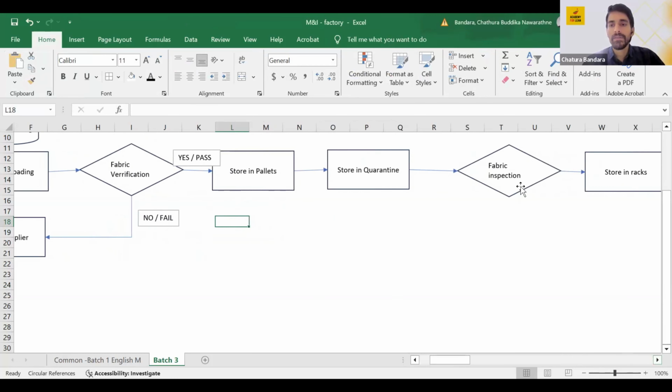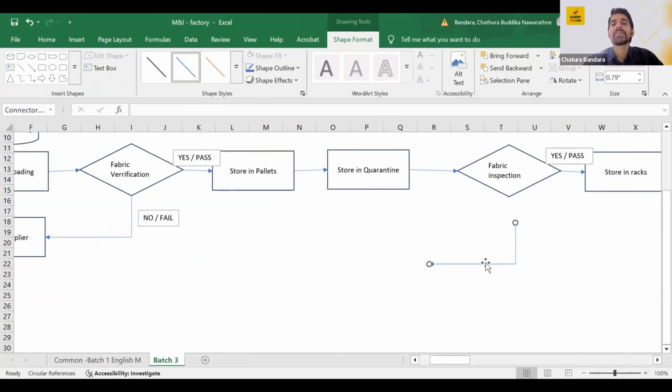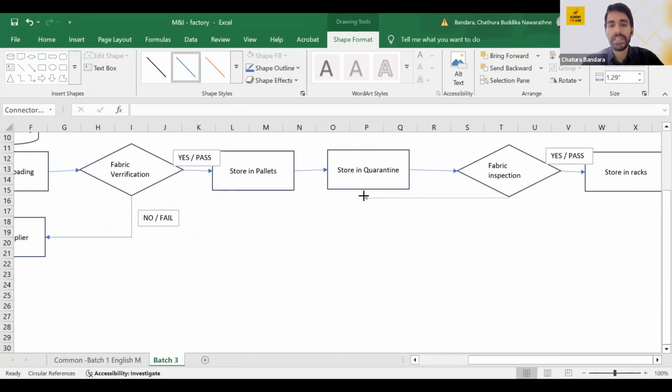So fabric inspection. What happens if it fails? It goes to quarantine. Quarantine. Okay, so this directly connects to this process.